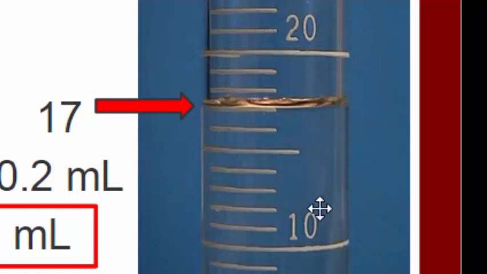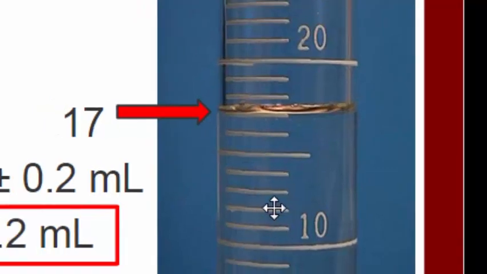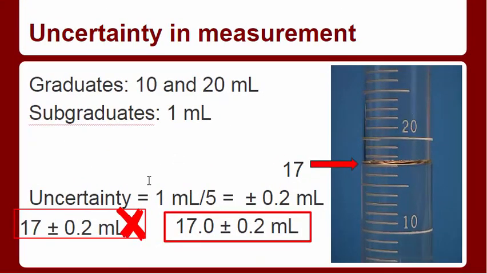And between these, we have subgraduations, the lines that don't have numbers. This measurement, if we see here, is 10, 15, 16, 17. However, there is some uncertainty. How am I sure that this is the correct number? What I would do here is these intervals are 1 milliliter each, and this 1 milliliter will be divided by 5. We use 5 all the time. That will be our number for calculating uncertainty, and the answer will be plus or minus 0.2.